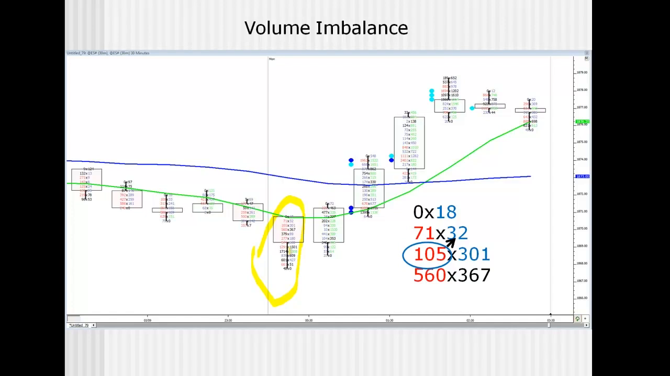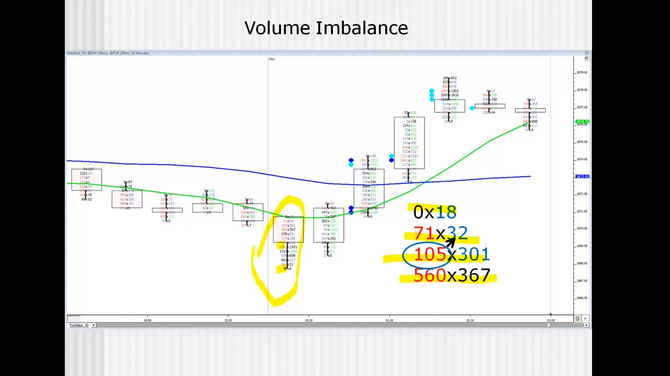Now, in this case, just a cursory look, if you take a quick look, you will see that we probably have a few more on the red side than we do green. So there is an imbalance on the bid side, if you will. And here's how we're looking at it. If you take a look at this particular period, at the very top it says 0 and 18. The next level, 71 and 32. The level after that, 105 and 301. And then 560 and 367.